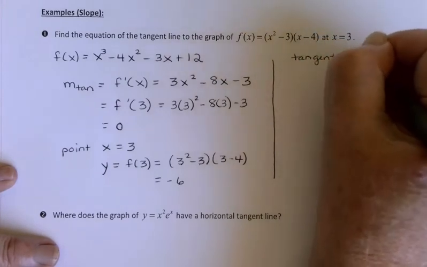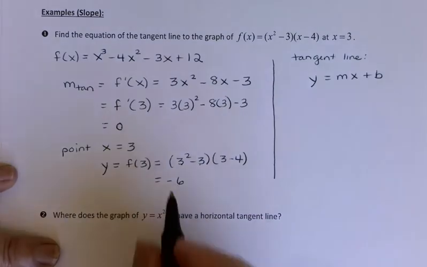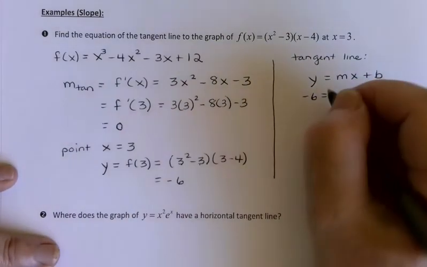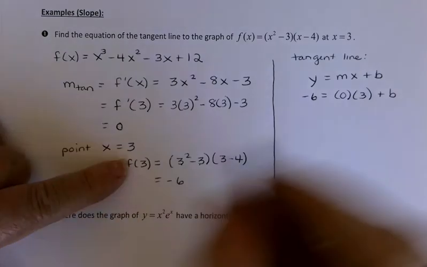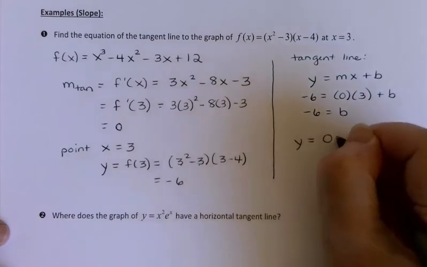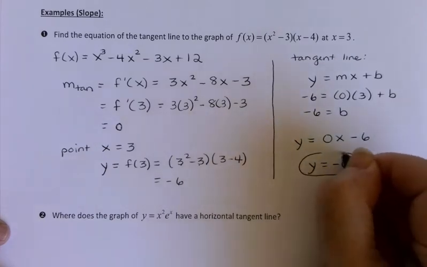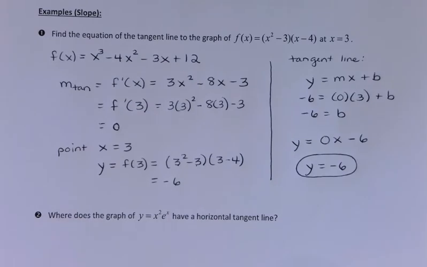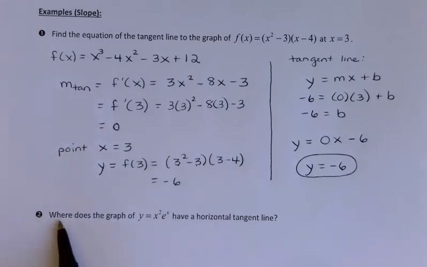So my tangent line is y equals mx plus b. I have a y of negative 6, m is 0, and x was 3. So it looks like b is just negative 6. And my tangent line is y equals 0x minus 6, or simply y equals negative 6. So it just happened that the point that I picked had a horizontal tangent line where the slope was 0. That's going to give me at least part of the answer to part 2. We're good. All right, so let's take a look at number 2.